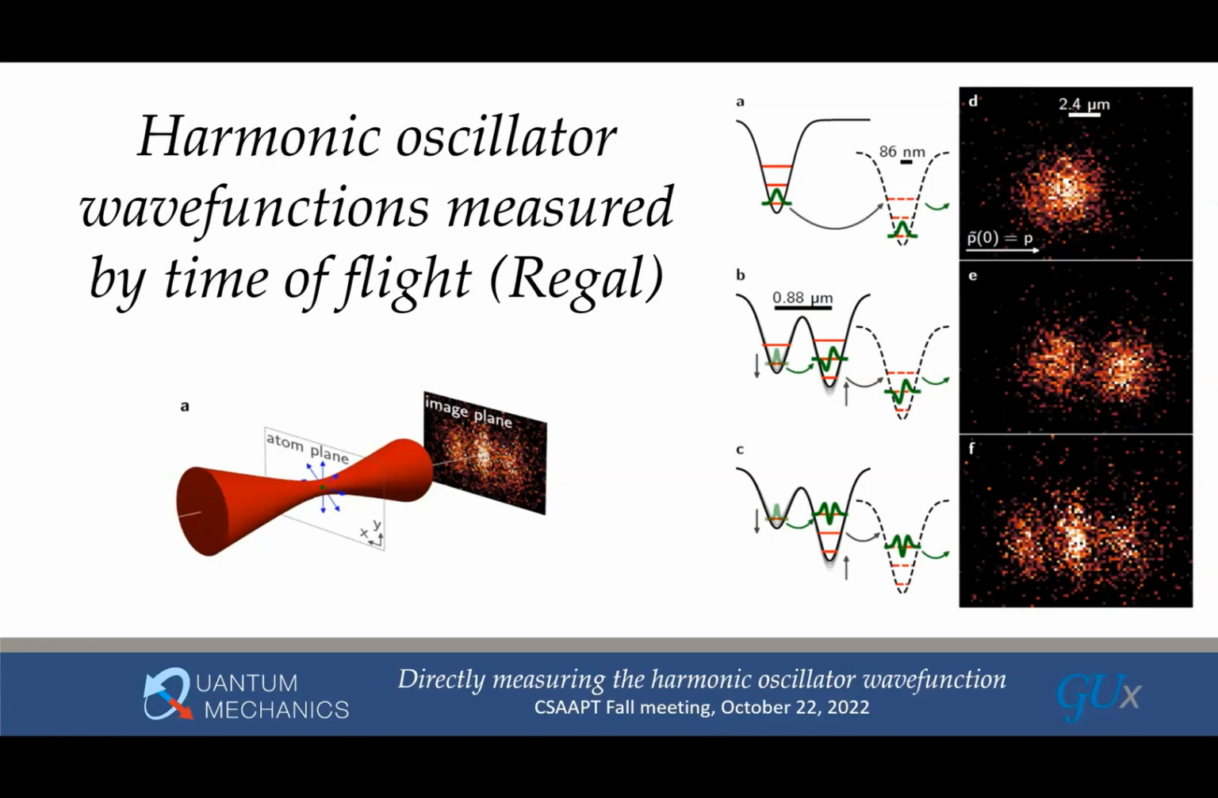The next one, it's a little bit harder to see here. I think it's better to see a line cut through the data. But that's the second excited state, which has two depressions in it. So I think this is a beautiful experiment.